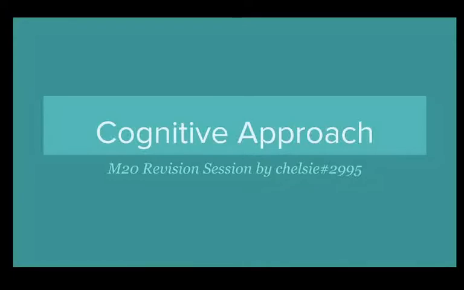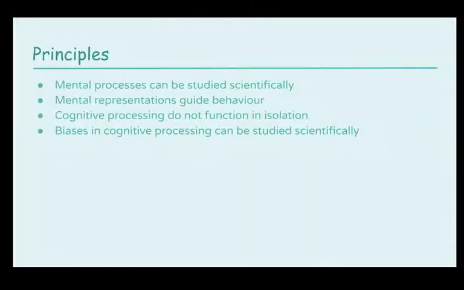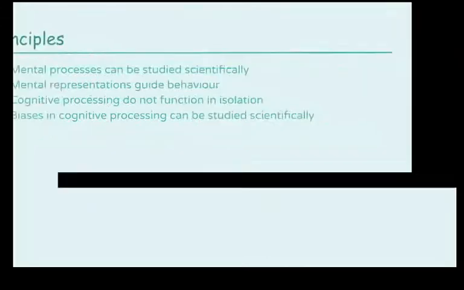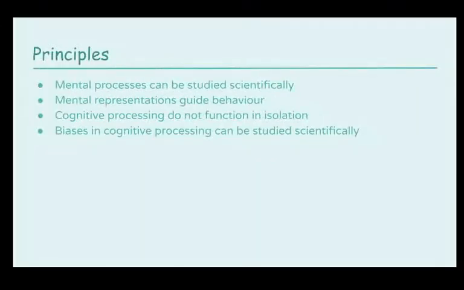All right, so let's start with the principles of cognitive approach. In reviewing, there are four types of principles in cognitive approach. First, mental processes can be studied scientifically, and mental representations guide behavior. Cognitive processing does not function in isolation, and biases in cognitive processing can be studied scientifically.